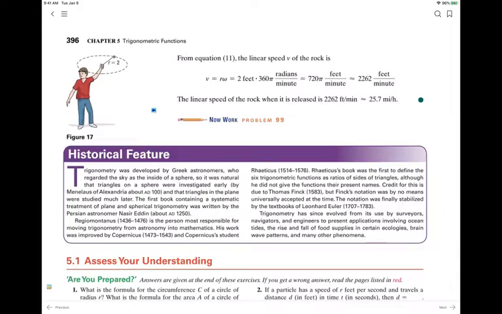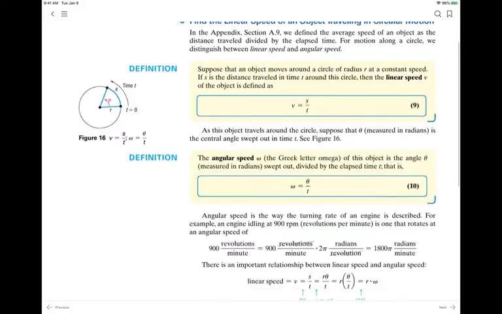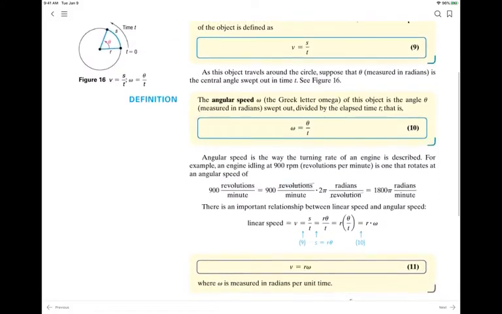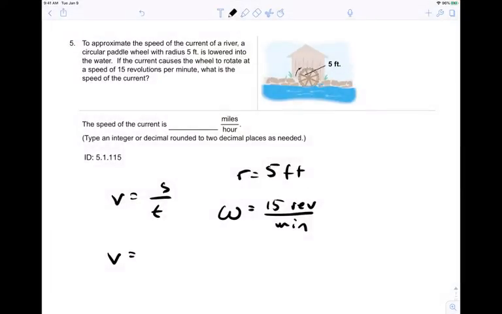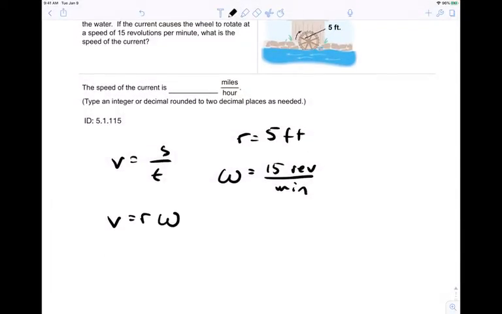Right here, r times omega. So then the linear speed is going to be 5 times basically the 15. So what is that, 50, 65? No, 75. Yeah.